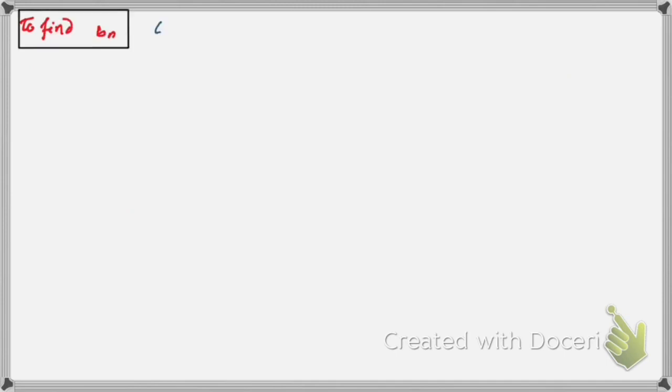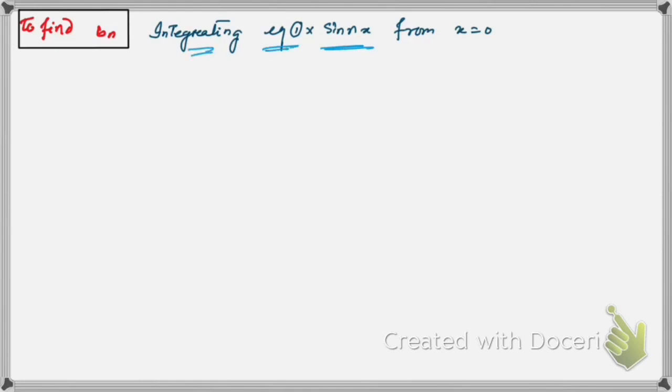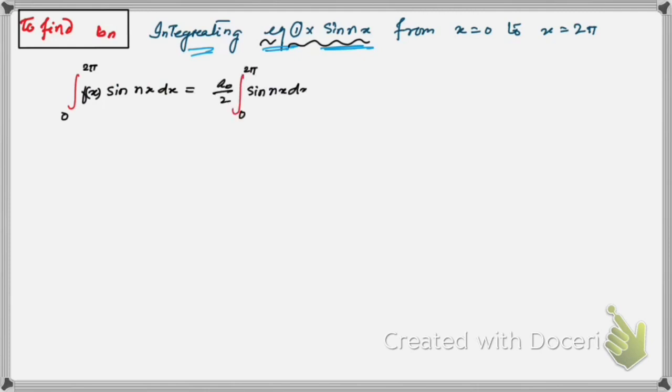To determine bn, again multiply equation number 1 by sin nx and integrate. In the last step we had multiplied equation 1 by cos nx. Now we have multiplied equation number 1 by sin nx, and after multiplication we have integrated this equation from x equal to 0 to x equal to 2 pi, and doing so we have got this result. So let me write here what we have got.